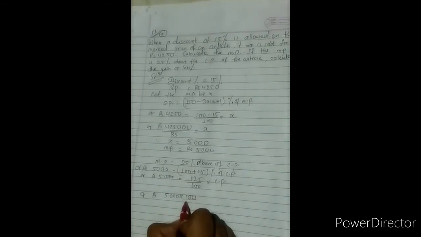Now let's do cross multiplication. 5000 into 100 by 125 is equal to CP. So CP is equal to how much? 5000 into 100 divided by 125 rupees. 4000 is the cost price. Now the selling price is given as 4250, and the cost price is 4000.